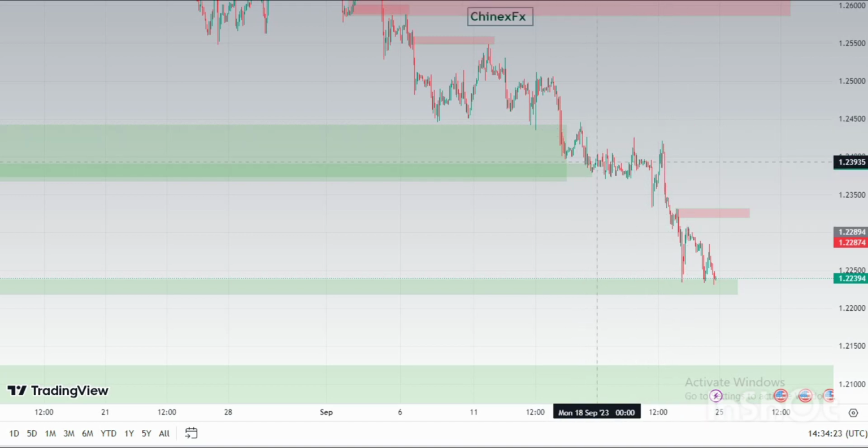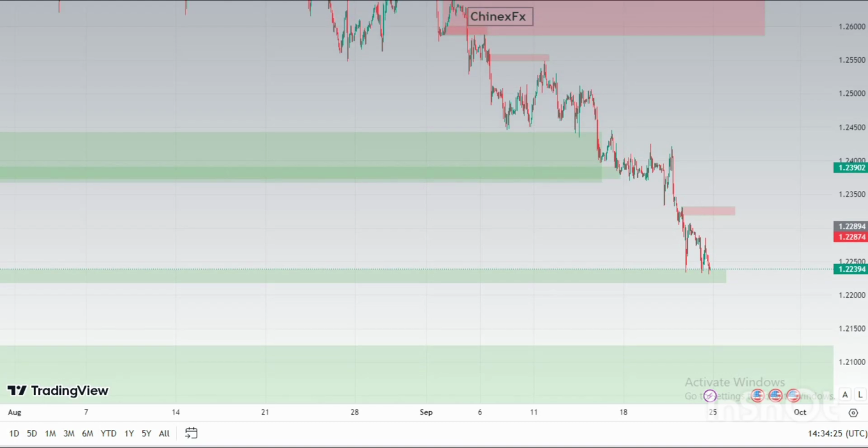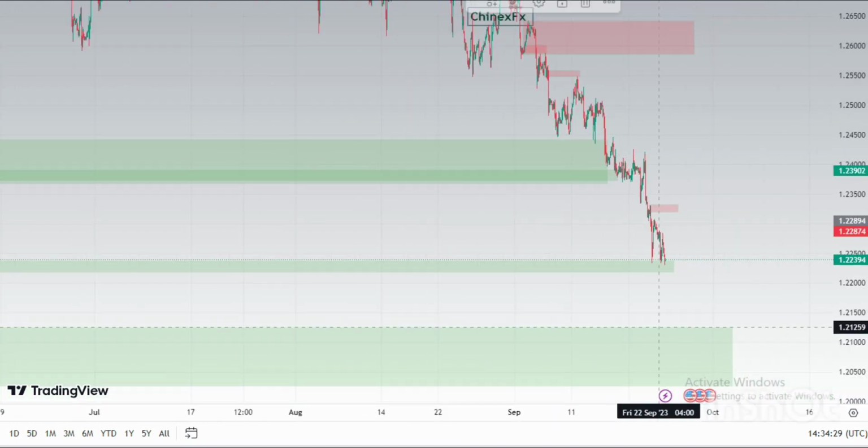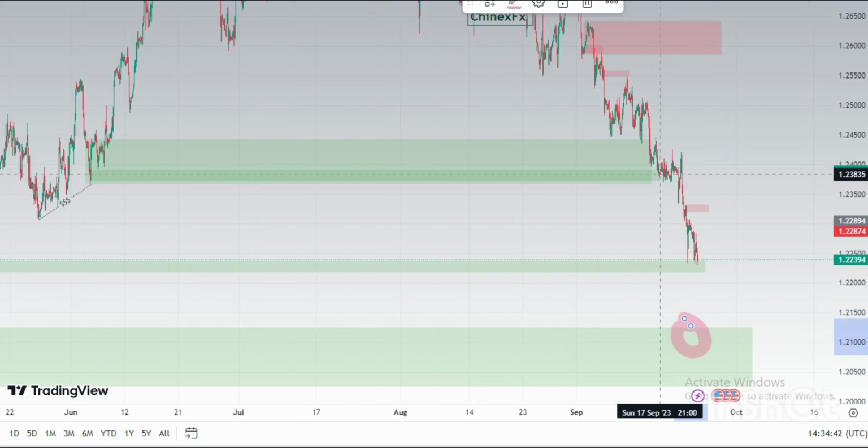We didn't see the break of that high, and I told you that I was actually bearish on the chart, that I was expecting GBP USD to tank to this low. If you've not watched the previous video, do well to go check it out. This low is resting at 1.2125. So that's where that low is resting.